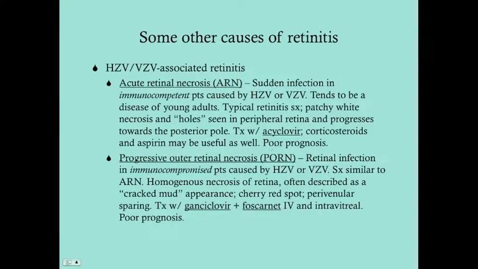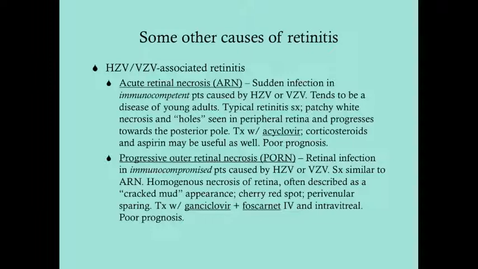Okay, so the other one that is associated with zoster is PORN. And by PORN, I don't mean the dirty material, I mean progressive outer retinal necrosis. And this is a herpes zoster or varicella zoster retinal infection that is seen in immunocompromised patients. And this pretty much is similar in all means to acute retinal necrosis, but the appearance is a little bit different. So this generally doesn't have those holes.